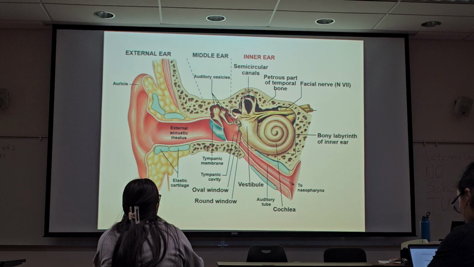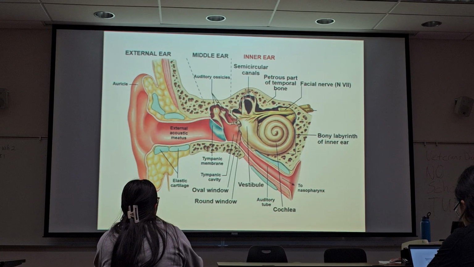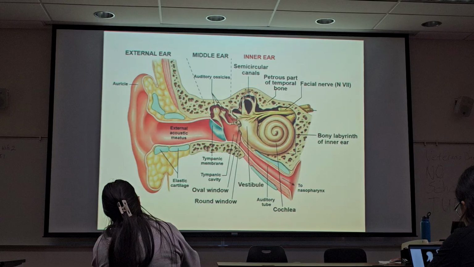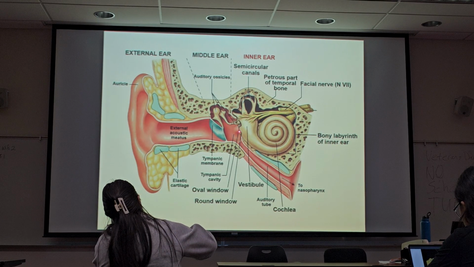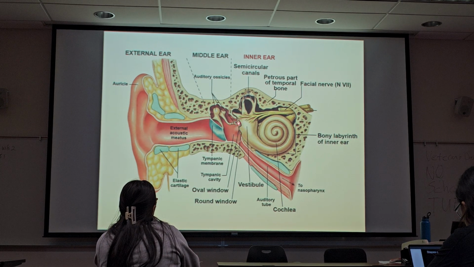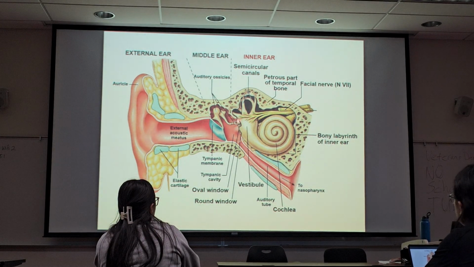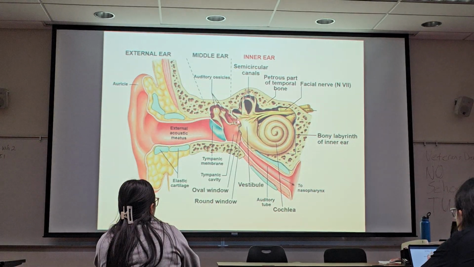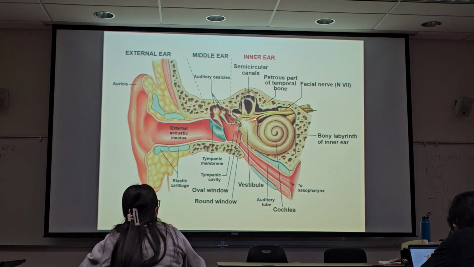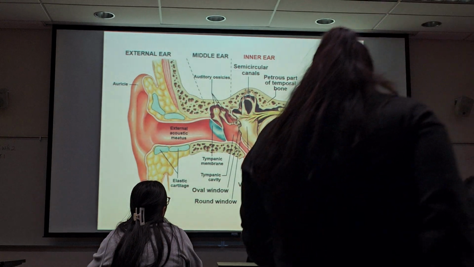Stapes is right up on what's called the oval window. Below it and more anterior to it is the round window, how we leave the inner ear. The oval window is how we get into the inner ear. Stapes is that small bone that's right up on the oval window. Then we get into the inner ear where we find the bony labyrinth.